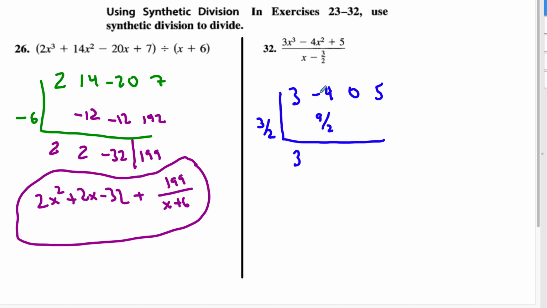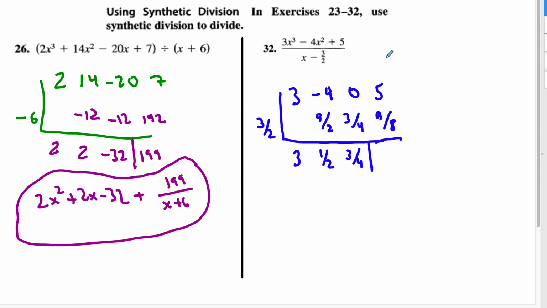Now, negative 4 is the same as negative 8 halves. So when I add that, I get 1 half. How convenient. Then when I do 3 halves times 1 half, I get 3/4. Then I add it, so I get 3/4, and this is going to be my remainder here. I don't think this is going to work out with no remainder. 3 times 3 is 9, over 2 times 4 is 8.